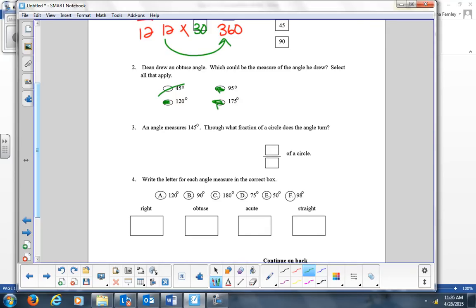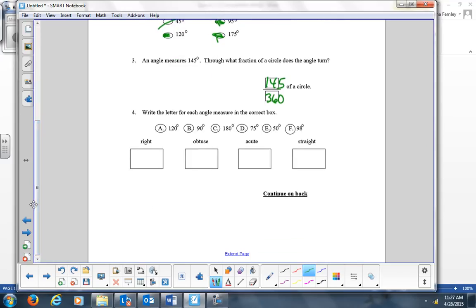Okay, an angle measures 145 degrees. Through what fraction of a circle does the angle turn? Well, the fraction of a circle is always over 360. So what is my fraction over 360? 145. Dean? 145. Right, because it's 145 degrees. That's right. Okay? Anytime you have degrees, it's going to be over 360. So if Miss Fernley writes it's 90 degrees, the fraction is 90 over 360. If I say it's 45 degrees, the fraction is 45 over 360. Okay? You have a question, Tina?